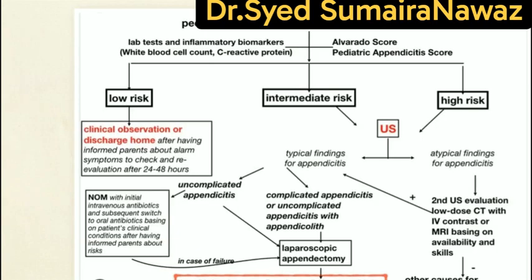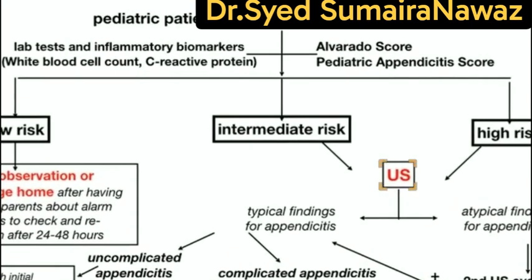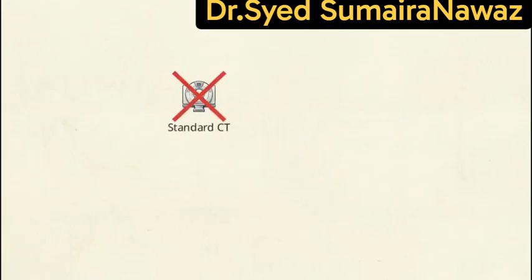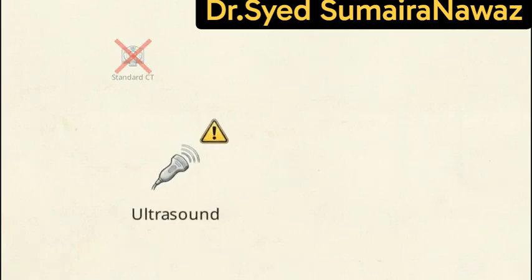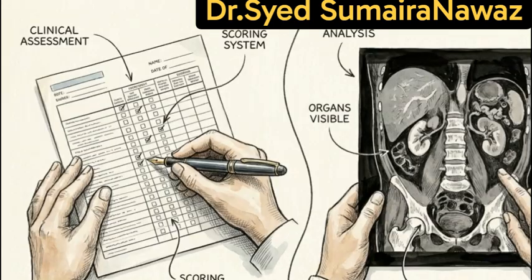This flowchart outlines the management pathway for pediatric patients, which diverges noticeably from adult protocols in how risk is assessed and verified. For children identified as intermediate or high risk, there is a heavy reliance on initial ultrasound evaluation. The rationale here is to minimize radiation exposure. CT scans are actively avoided in the pediatric protocol unless atypical findings on the ultrasound require a higher resolution second look.